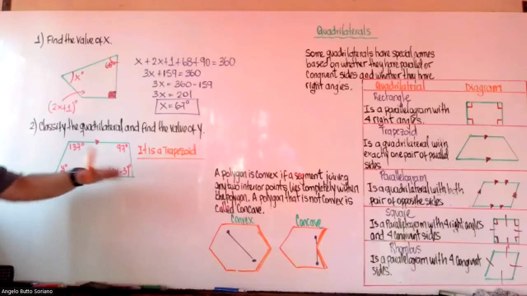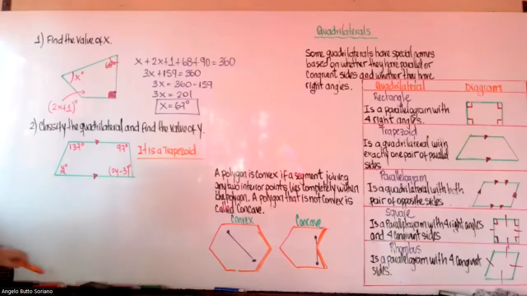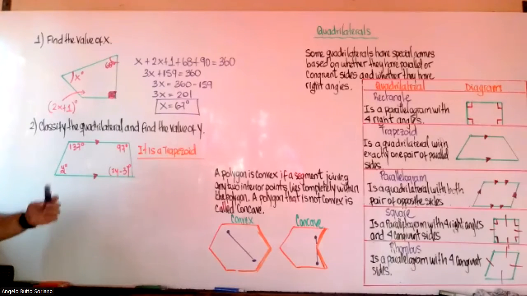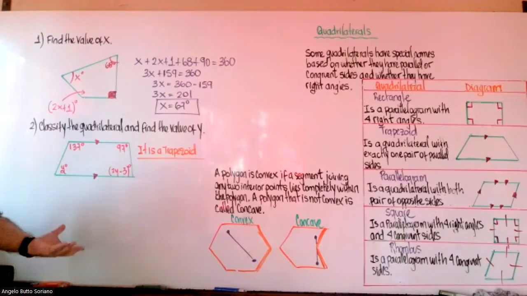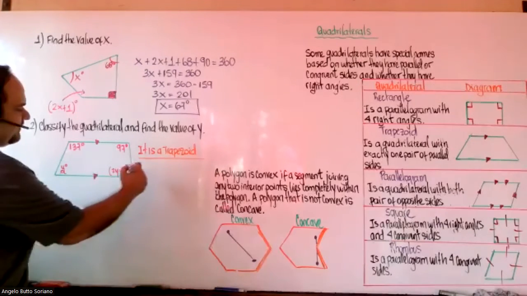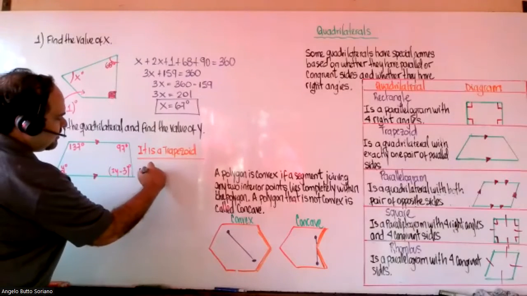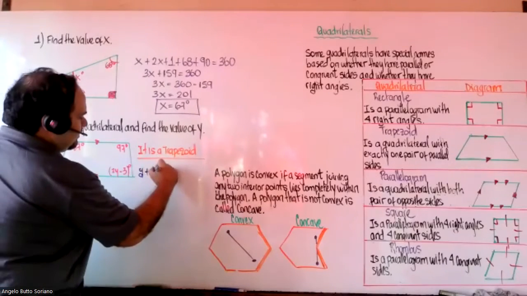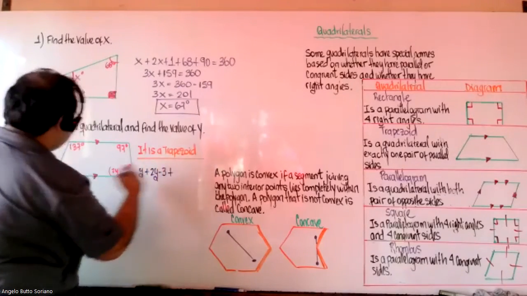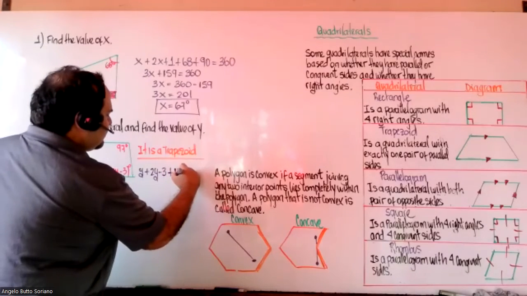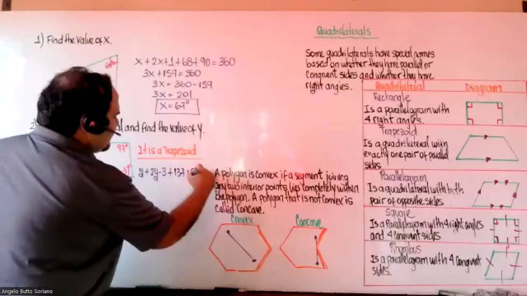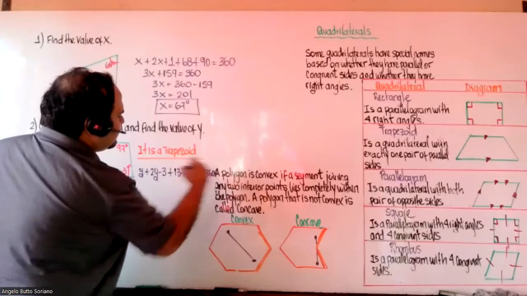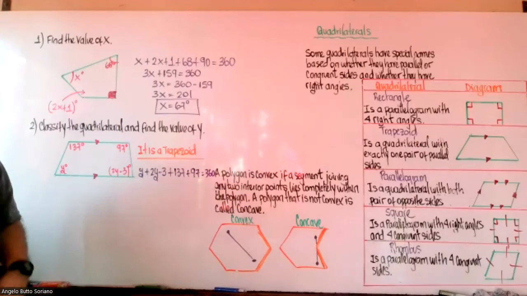This is the first question. Classify, determine the name of the quadrilateral, and solve for y. Remember what the theoretical part says. The addition of the interior angles of any quadrilateral will be 360 degrees. For that reason, we have the value of y plus 2y minus 3 plus 137 plus 97 equals 360. This is the theoretical part that we were talking about.